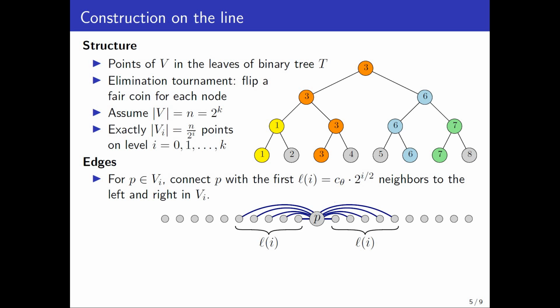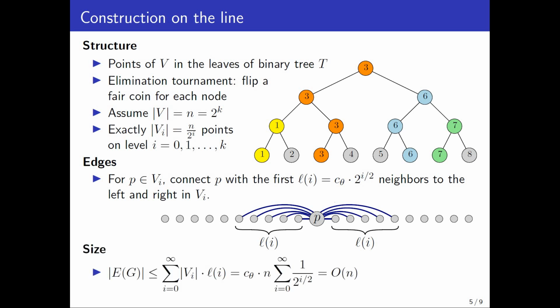It's very simple. It's also not hard to see that the size of the construction is linear. This is because the decay in the number of points per level is faster than the increase in the number of neighbors per level. Thus, we get a geometric sum and linear size.